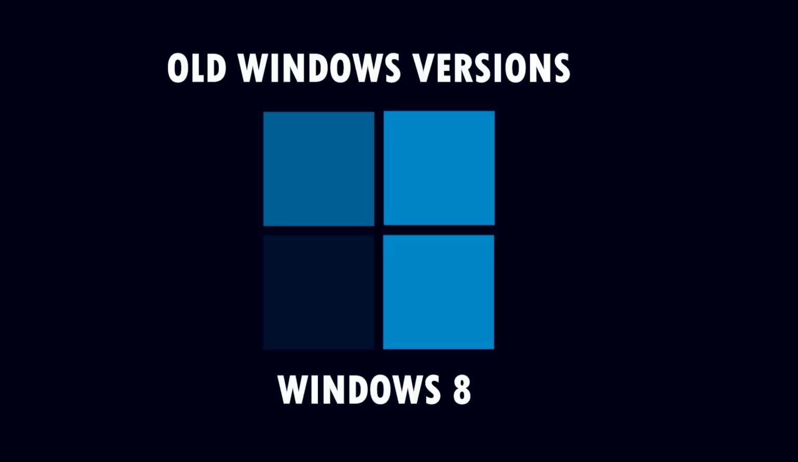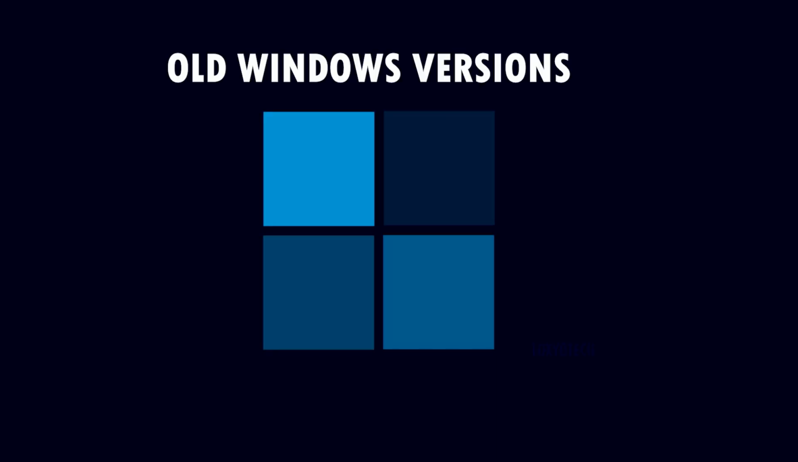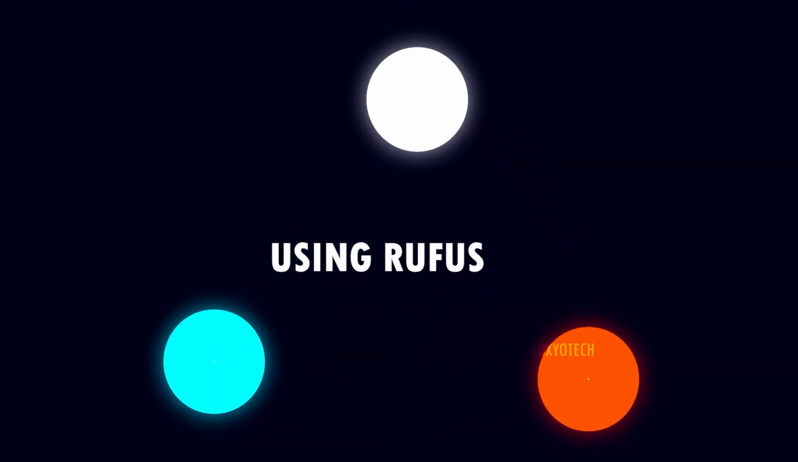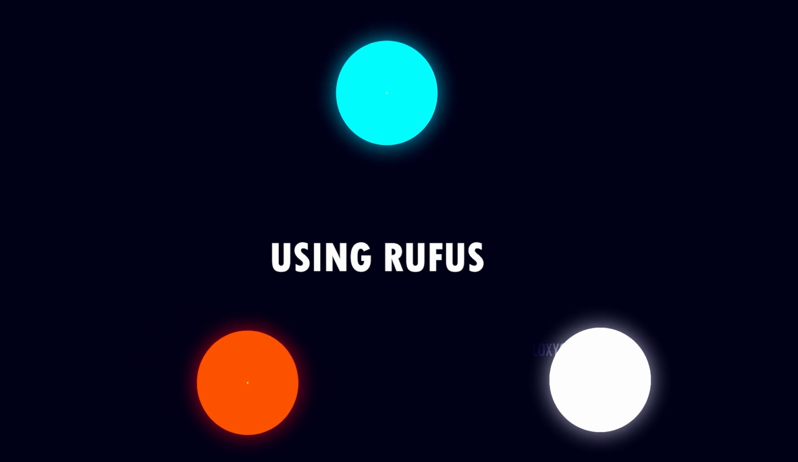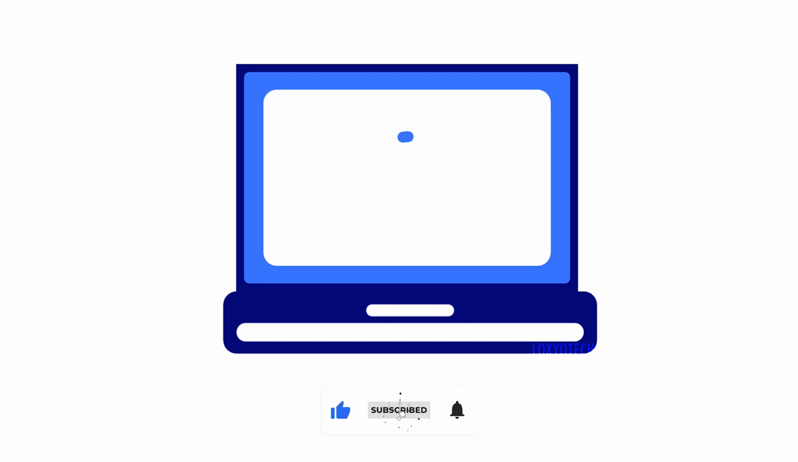Today in this video, I will show how to download and create bootable USB of older Windows versions. There are so many methods to download the older versions of Windows operating systems. In this tutorial, we will show you how to get the older versions of Windows using Rufus software. This method is straightforward and the fastest way to download and create a bootable USB for old versions.